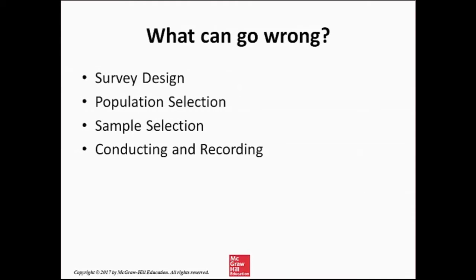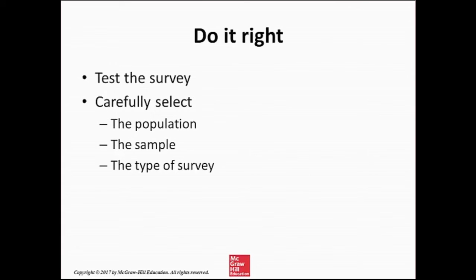We've seen that a lot can go wrong in taking surveys. We could design poor questions that are biased. We could select the wrong population. We could select an incorrect sample from that population that doesn't represent the population. And we can make errors in how we conduct the survey and record the data. How can we guard against that? We can test the survey questions to make sure that they work as we expect and that they aren't biased. And then we can carefully select the population and the sample within that population, and then select the right type of survey to effectively reach that sample.